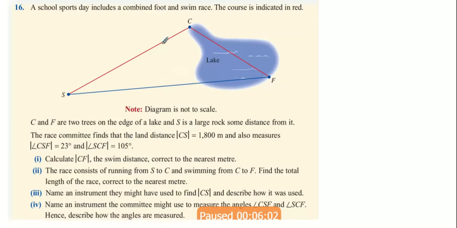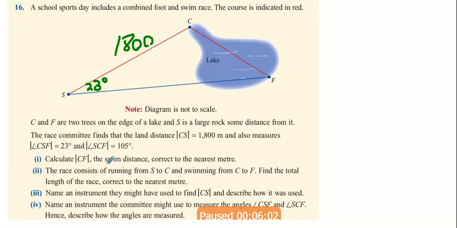C and F are two trees at the edge of a lake. So this is tree 1 and tree 2, okay? S is a large rock some distance from it, so S is here. The race committee finds that the land distance C to S, all right, so which one's C to S again? That is 1,800 meters. Okay, 1,800 meters. Next thing is they measure CSF to be 23 degrees.